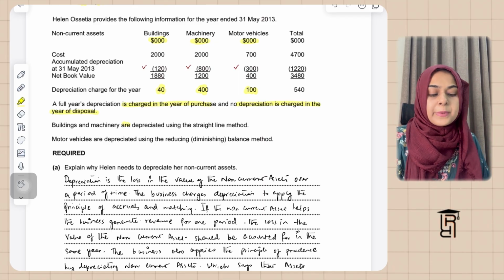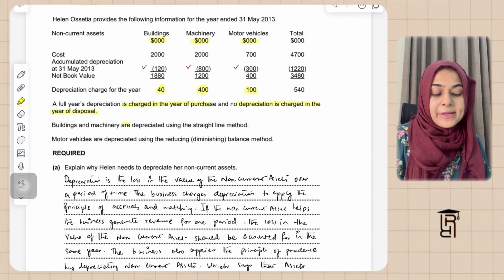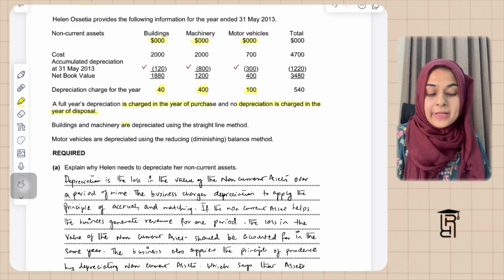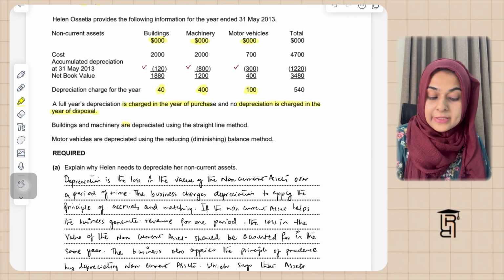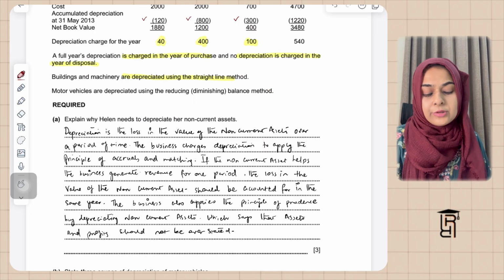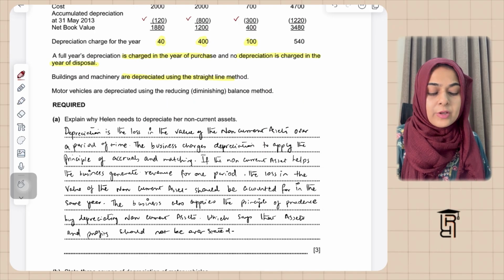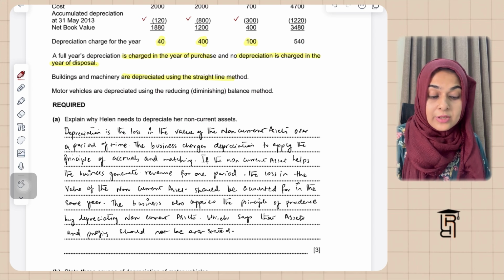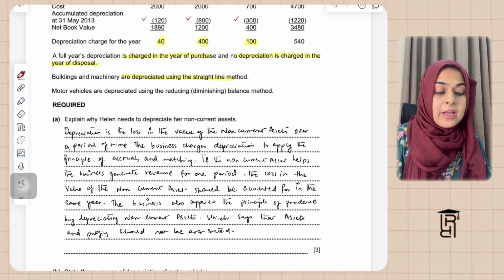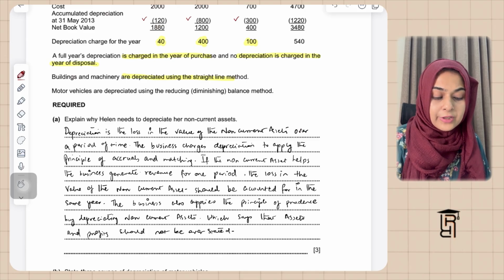Whenever you've been given this kind of a question, you have to mention the accounting principles that are applied to depreciation. In this case, I have already written the answer for you, so you can write the answer around the same points that I have mentioned. Depreciation is the loss in the value of the non-current assets over a period of time. The business charges depreciation to apply the principle of accruals and matching. If the non-current asset helps the business generate revenue for one period, the loss in the value of the non-current asset should be accounted for in the same year.